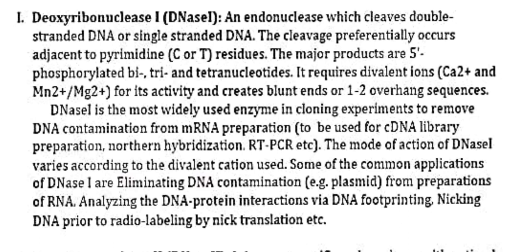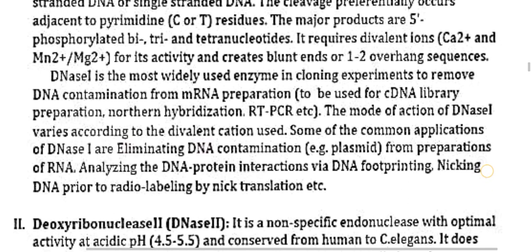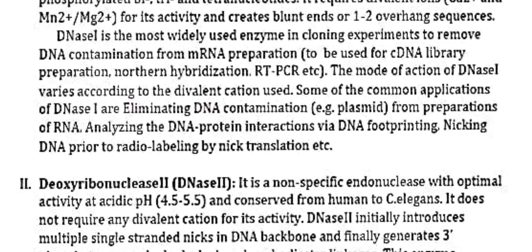It requires divalent ions Ca2 plus, Mn2 plus and Mg2 plus for its activity and creates blunt ends or 1-2 overhang sequence. DNase 1 is the most widely used enzyme in cloning experiments, to remove DNA contamination from mRNA preparation, and to be used for cDNA library preparation, northern hybridization, RT-PCR, etc.